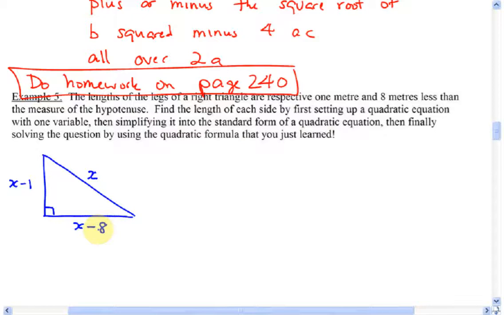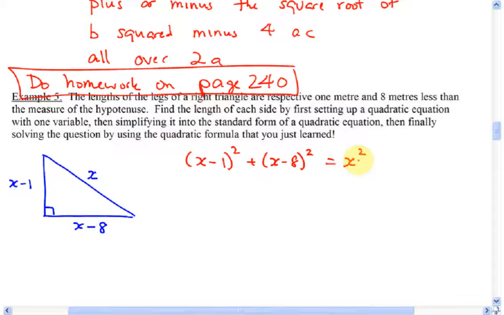And the question here says find the length of each side by first setting up a quadratic equation with one variable, then simplifying in standard form, and then finally solving the question using the quadratic formula. Wow. Help me out, dear friends. What can I do to relate all three sides of a right triangle? Pythagoras is your friend. Let's go. x minus 1 all squared plus x minus 8 all squared equals x squared. Okay? There's your quadratic equation with one variable.